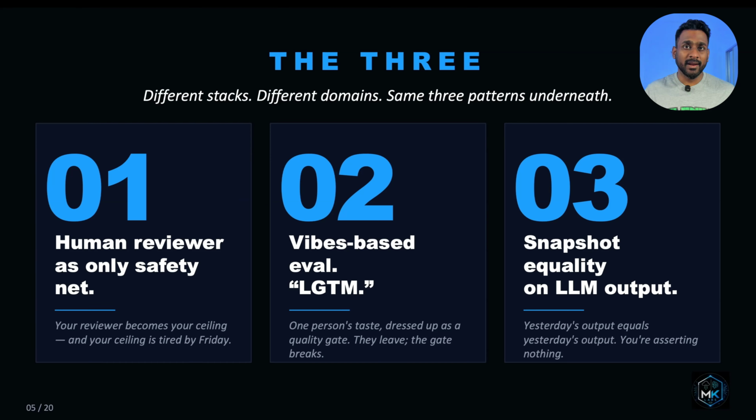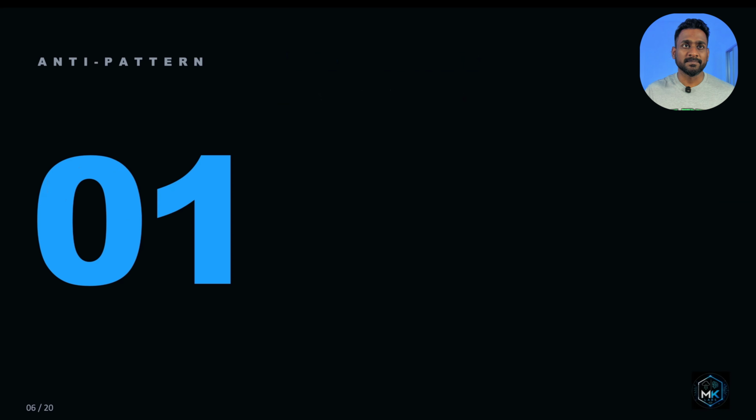They all look like process. They all produce numbers. They all scale poorly. The moment volume increases, team members change, or the model drifts, your quality story collapses. Now we will take them one by one: story, diagnosis, and the replacement you can implement.